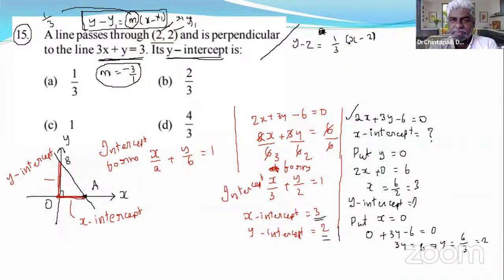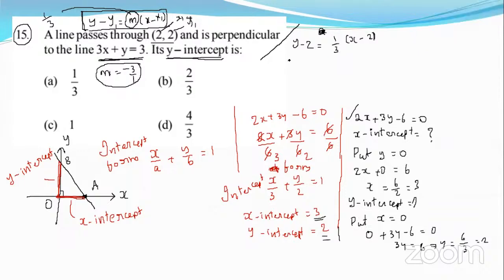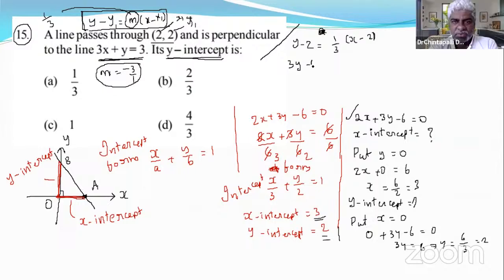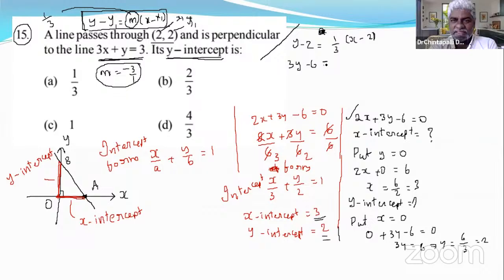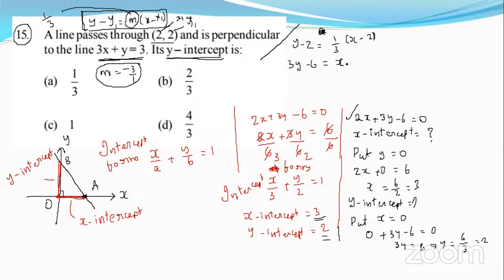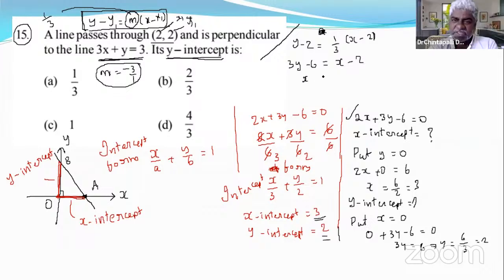Yeah, multiply both sides by 3. So that 1 by 3 will become 1. So 3y minus 6 is equal to x minus 2, right? Yes, sir. Very good. At this stage, you can find the y-intercept. We need not find the simplified form. Our purpose is not to find the equation of that line. Our purpose is to find its y-intercept.